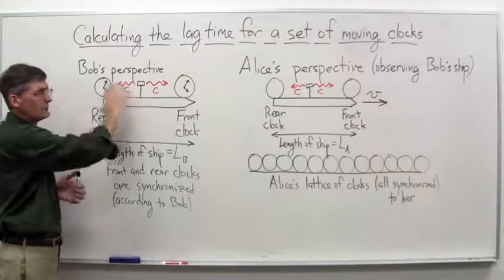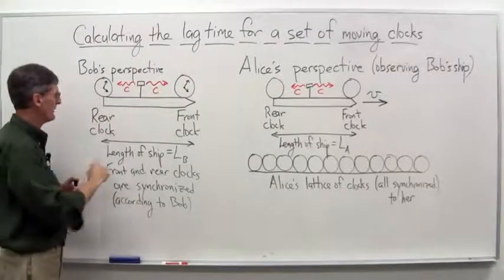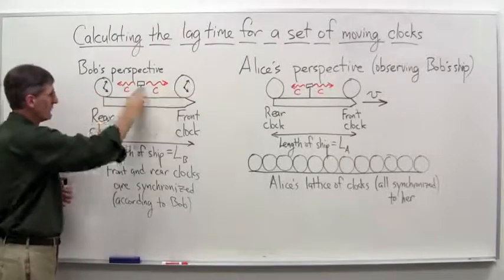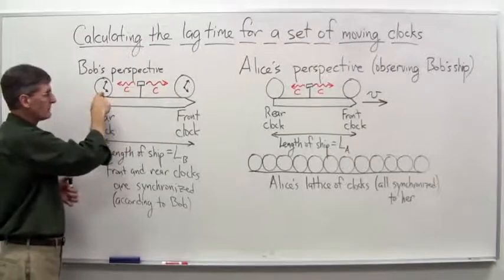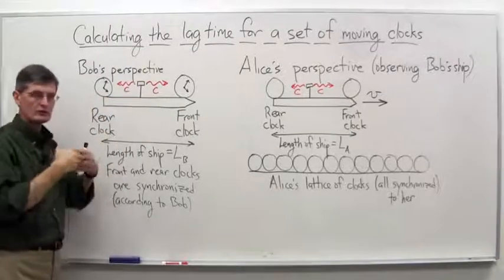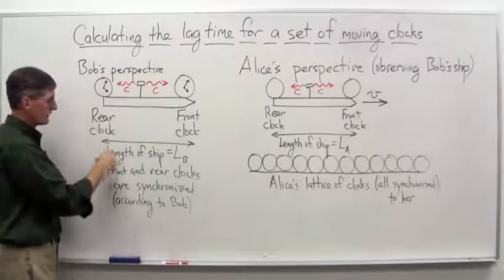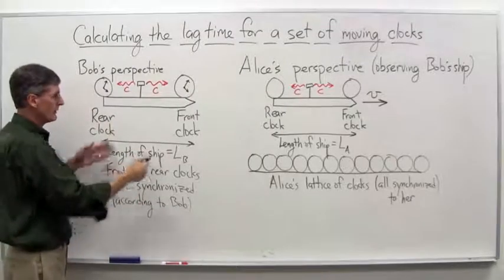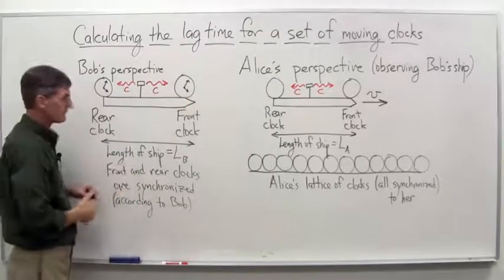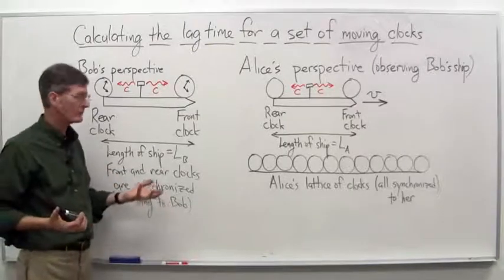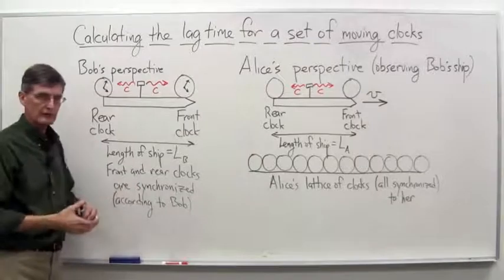We've got Bob's ship, which is what we're going to be focusing on. He has two clocks, one at the front and one at the rear of the ship, and a special apparatus that can shoot light beams out in both directions. The length of the ship, as far as Bob is concerned, is L sub B. And again, as far as Bob is concerned, he's at rest. He's not going anyplace because he's in his frame of reference.